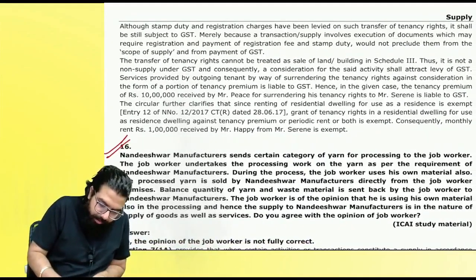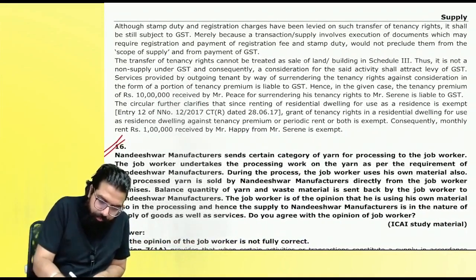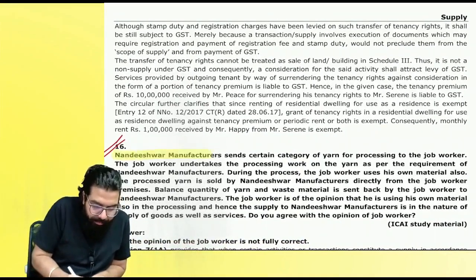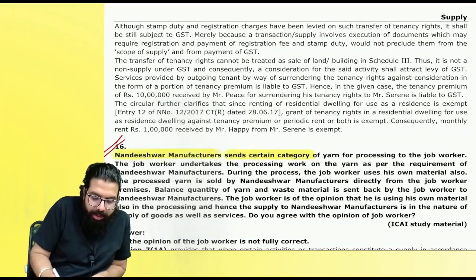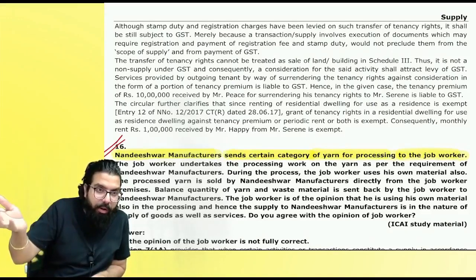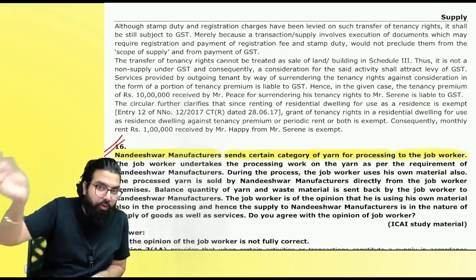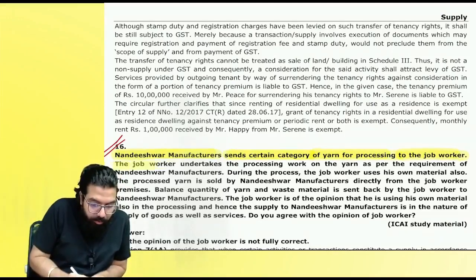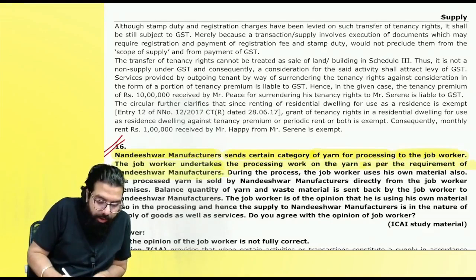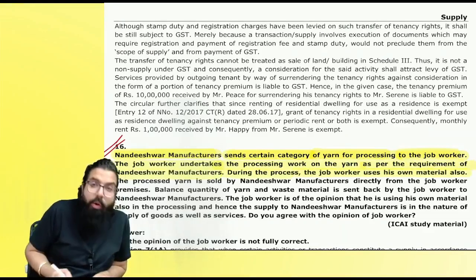Nandish manufacturer sends a certain category of yarn for processing to the job worker. Baba, they are sending the goods for treatment or process to the job worker. The job worker undertakes the processing work as per the requirement of Nandish manufacturer. During the process, the job worker uses his own material also.